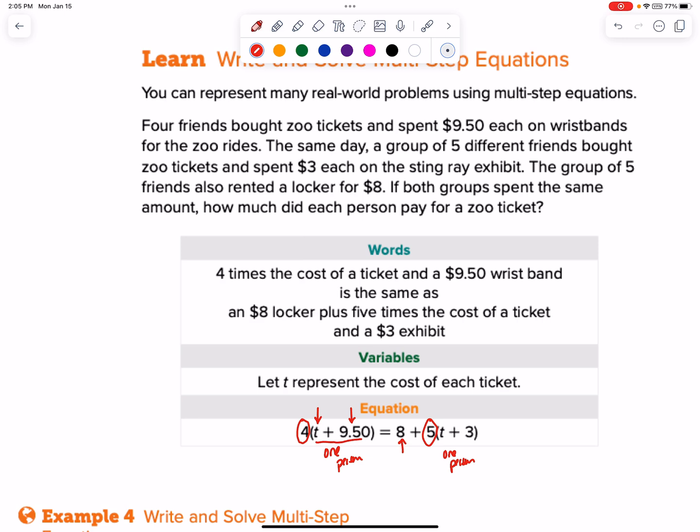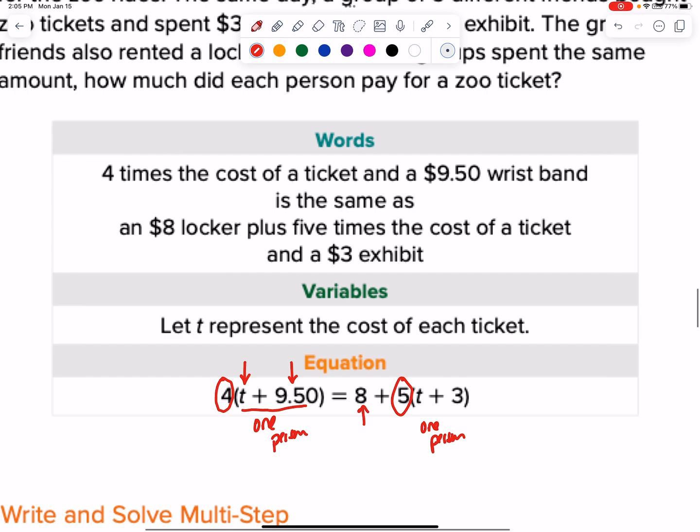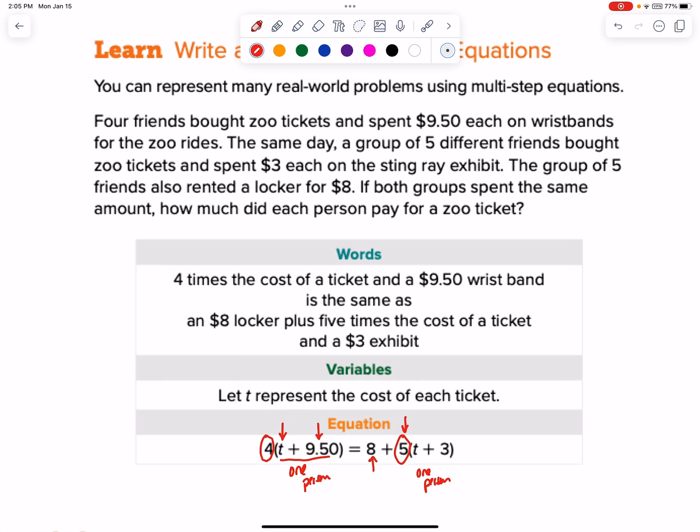The same day, a group of 5 different friends, so that's this, okay, bought zoo tickets. So there's our zoo tickets. And spent $3 each. So that's why it's in this section here. Okay. The group of 5 friends also rented a locker for $8.